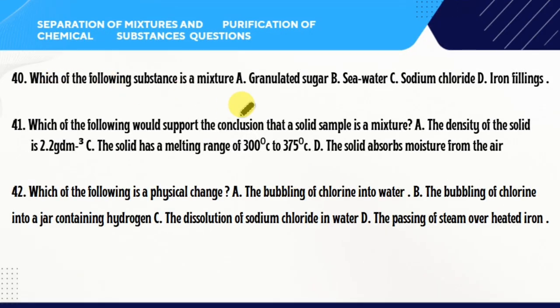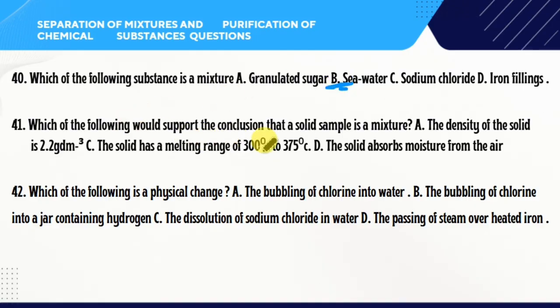Moving on, which of the following substances is a mixture? Granulated sugar is not a mixture. Seawater is going to contain a lot of stuff. It's going to contain water, sugar, salt, debris, fish, and a lot of stuff. Definitely seawater is a mixture. But sodium chloride is a compound on its own. Iron filings are just small pieces of iron, so it's an element on its own. So the answer to this question is option B.